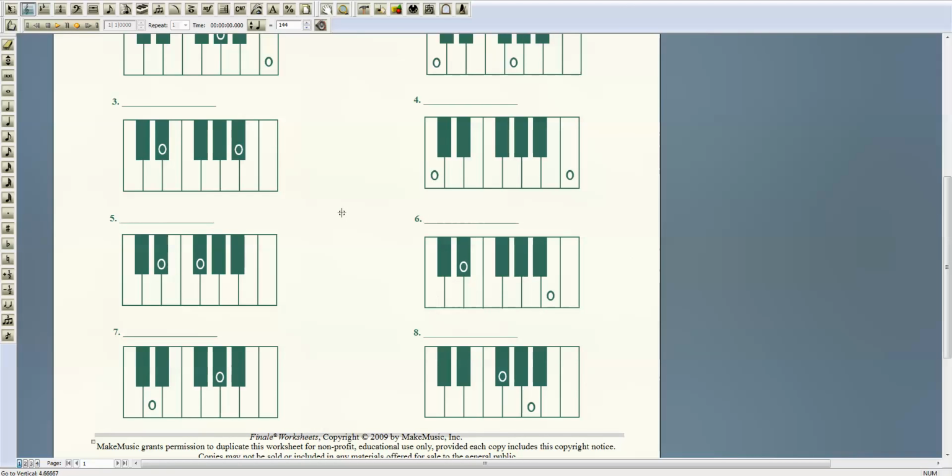Why don't you just see if you can pause the video right here and figure out the rest of them on your own. 5, 6, 7, and 8. Figure out how many whole steps or half steps or a combination thereof are in between each of the circled notes. Hopefully you paused it and took care of that.